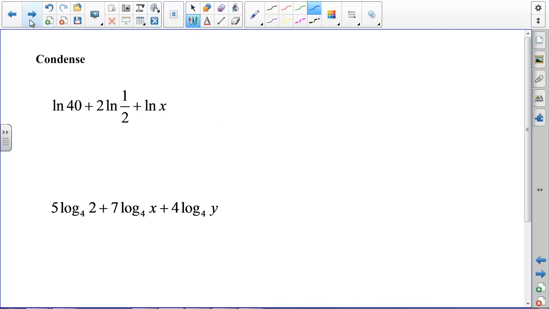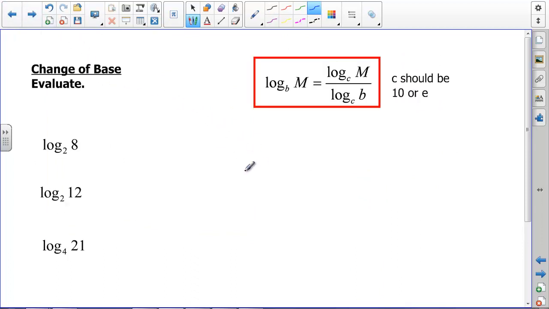Again, we have some examples that you can work on for condensing, but we're not going to do those right now. And then the change of base. The change of base is kind of working itself out, because now we have the Inspire that can do log base 2 of 8 or something along those lines, or log base 2 of 12, or log base 4 of 21. But the change of base rule is for when we could only use common logs or natural logs.